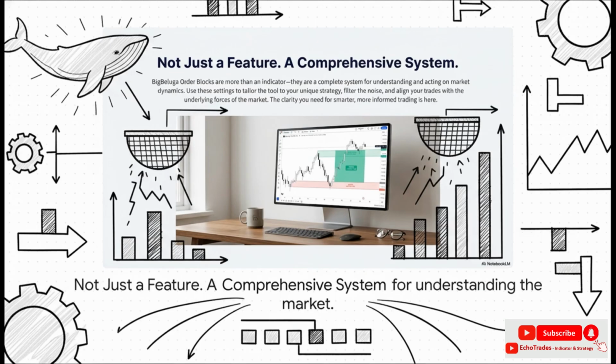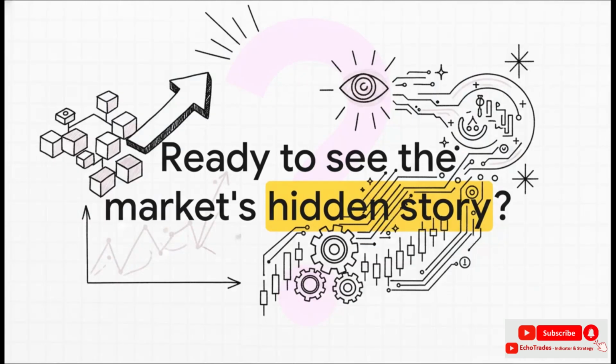So at the end of the day, Big Beluga order blocks are way more than just another indicator. They are a comprehensive system for understanding and acting on what's really happening in the market. It's all about tailoring the tool to your strategy, filtering the noise, and aligning your trades with the market's underlying forces. By mapping institutional order flow, you're no longer just guessing, you're actually reading the story the market is telling you. The clarity you need for smarter, more informed trading is right there in front of you. The only question left is, are you ready to see the market's hidden story?